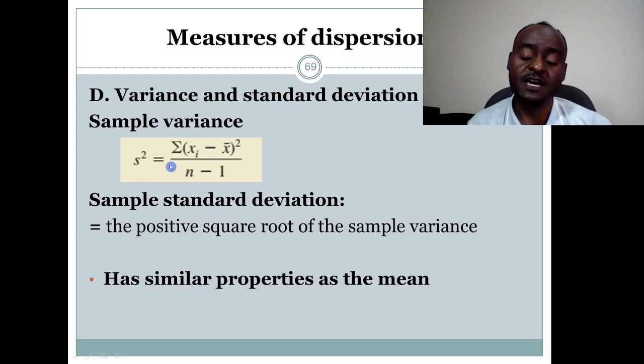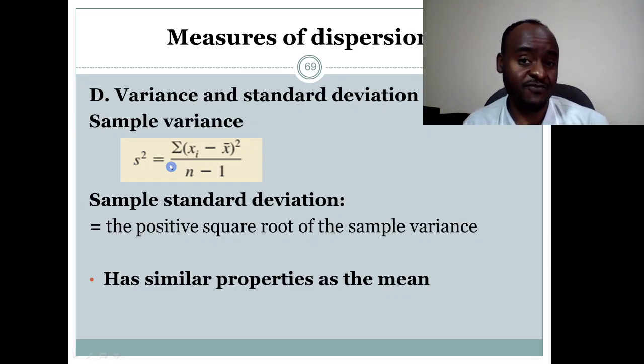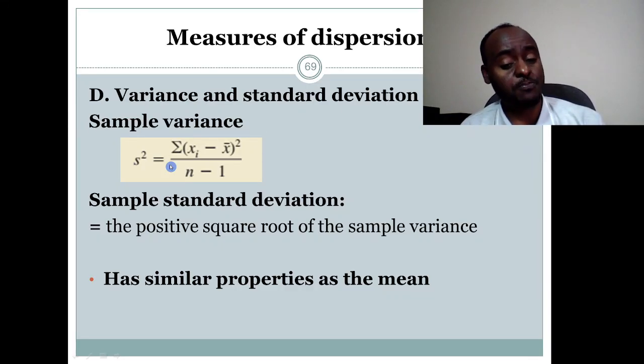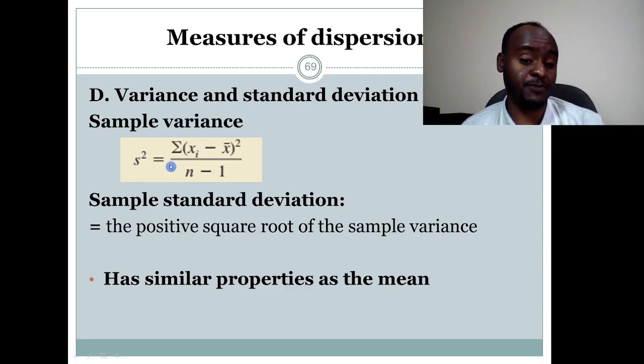The square root of 25 is positive or negative 5, right? That's what we call complex numbers. We don't need to worry about that. Anyhow, the standard deviation is the positive square root of the sample variance. Therefore, the standard deviation is also positive. Both of them are positive.